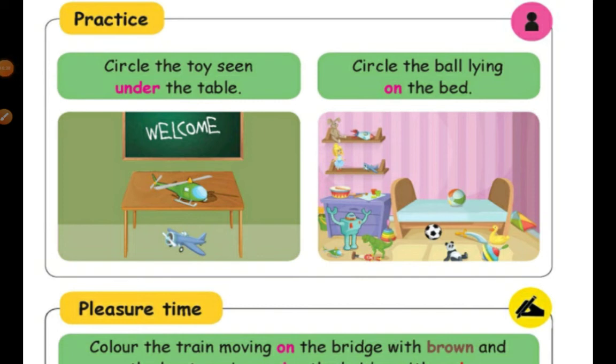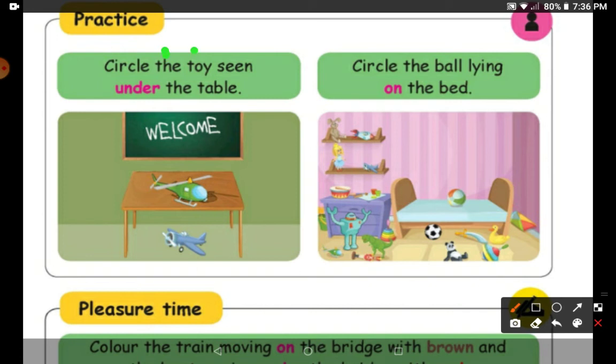Now let us do a practice exercise. Okay, are you all ready? You are going to answer me. First one is circle the toy seen under the table. See what is under? Now only we saw, right? Under, on, right? So look at the table. A helicopter toy is on the table and a plane is under the table. Which toy is under the table? The plane is under the table.